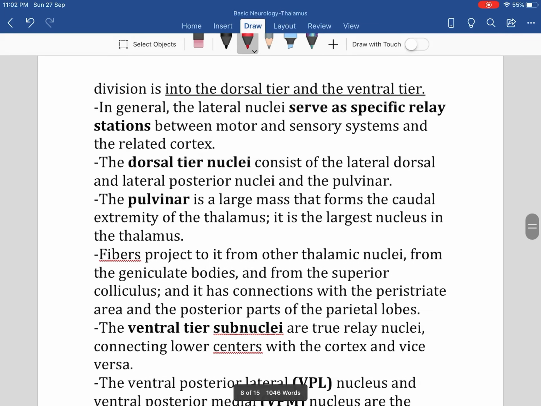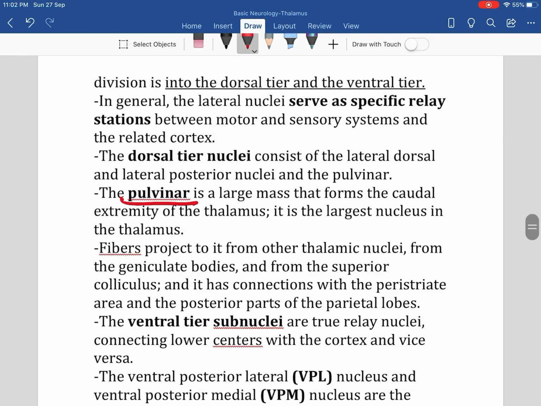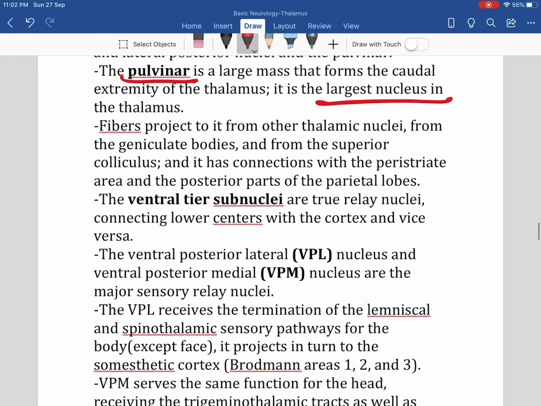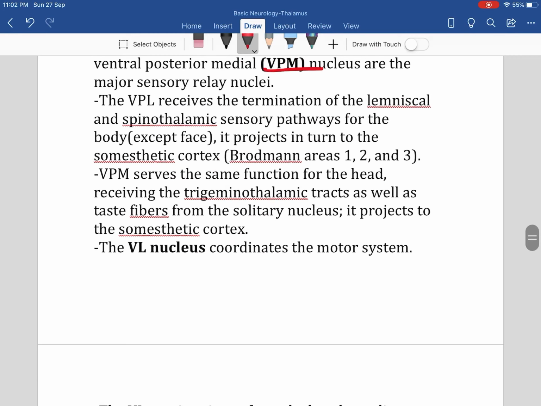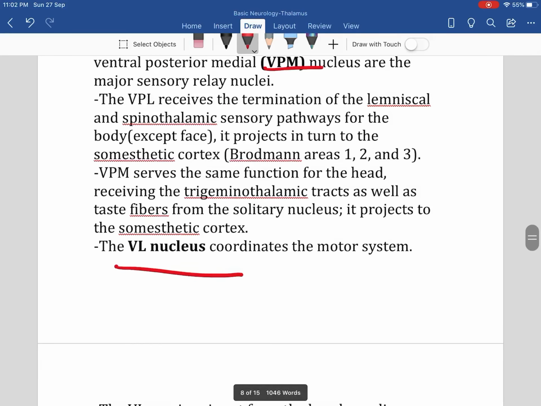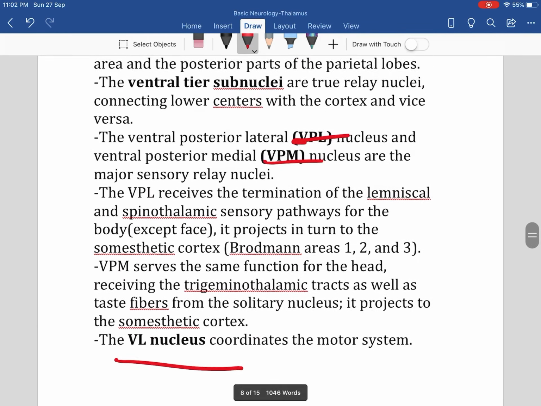After that, lateral nuclei: we know the dorsal tier, we know the ventral tier. About the pulvinar I had told you that it is the largest nucleus in the thalamus, and it is concerned with the auditory and visual functions. Okay, that you should remember. And then the VPL and VPM, we know all these nuclei now, we know the function of these nuclei also.